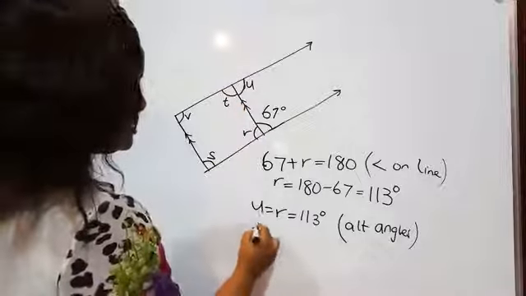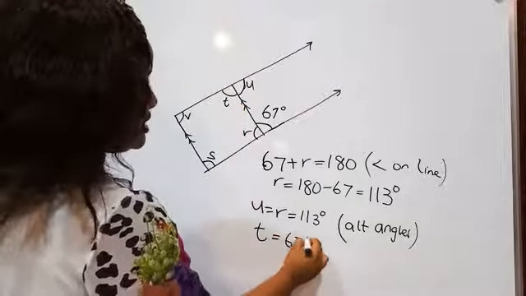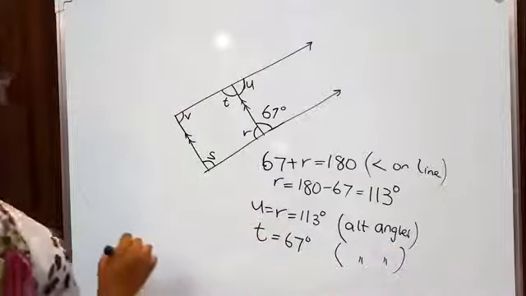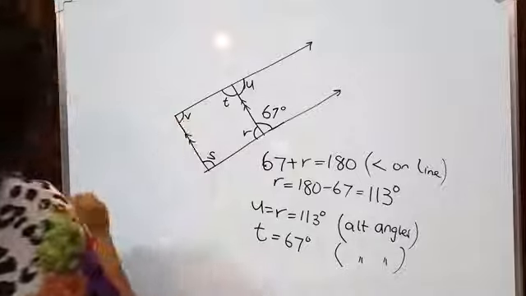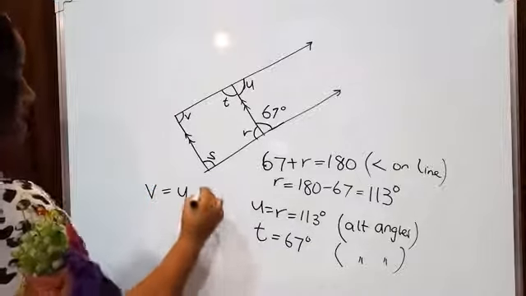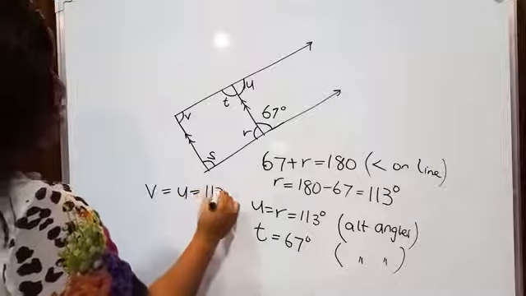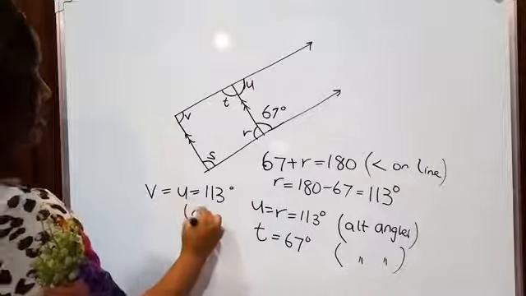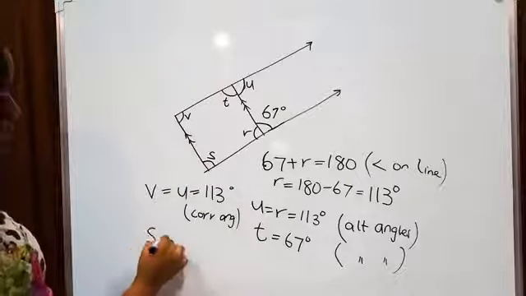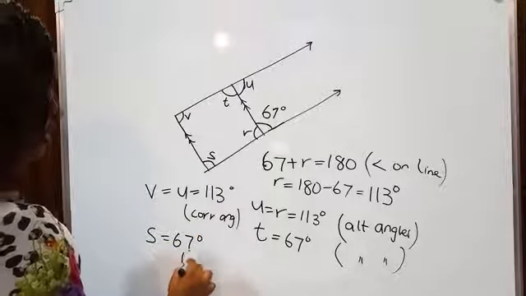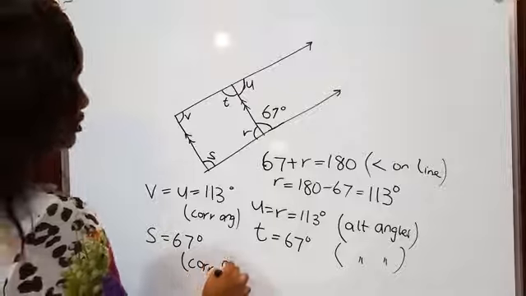Then let's find our T. Our T equals 67 degrees. The same reason, alternate angles. Now let's find V. Our V equals U, which equals 113 degrees, and the reason being corresponding angle. And our S equals 67 degrees, for the same reason, corresponding angles.